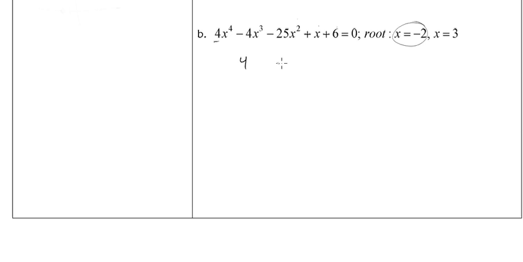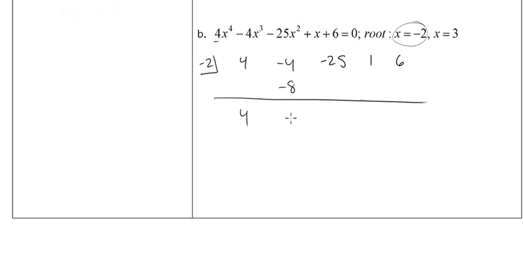So we have 4, negative 4. Now I'm just taking my coefficients, negative 25, 1, and 6. And you can divide out that negative 2 root. So we have 4, negative 8, negative 12, positive 24 gives us negative 1, 2, which is 3, and negative 6, giving us 0, which is what we thought we should have. We thought we should have 0 because it's a factor, and we do.